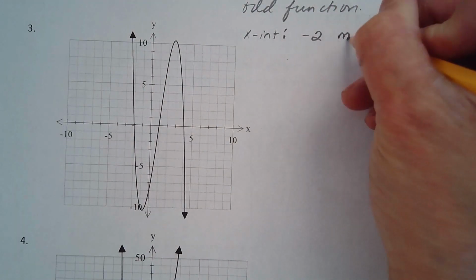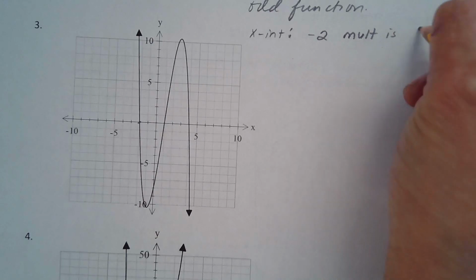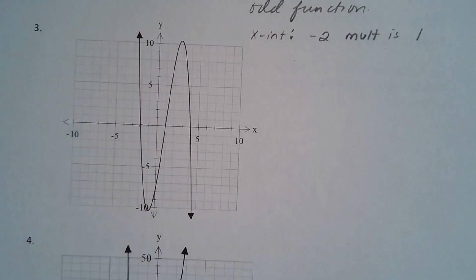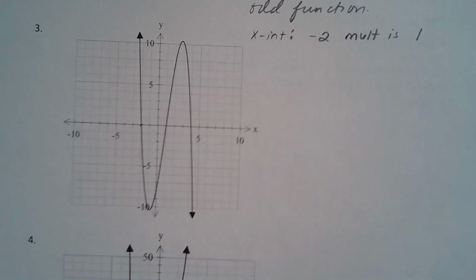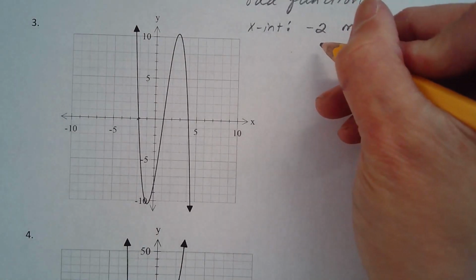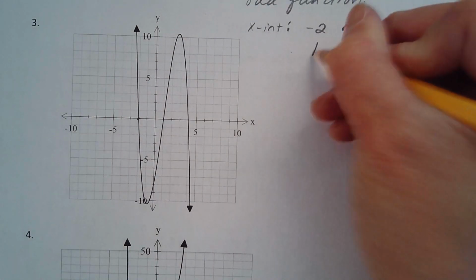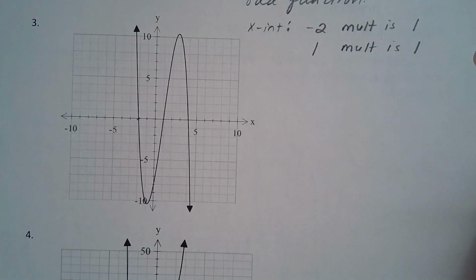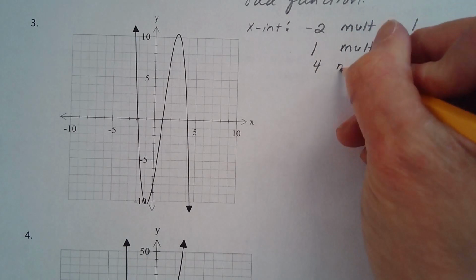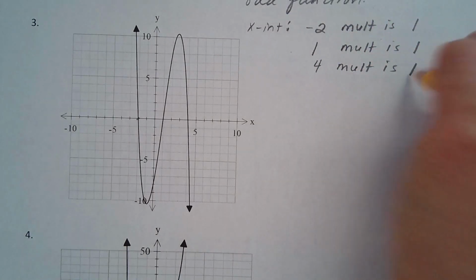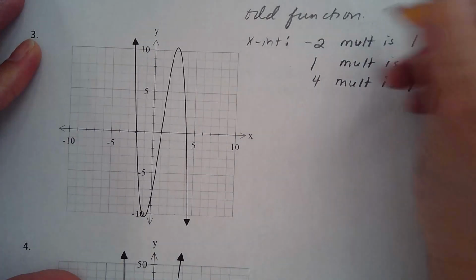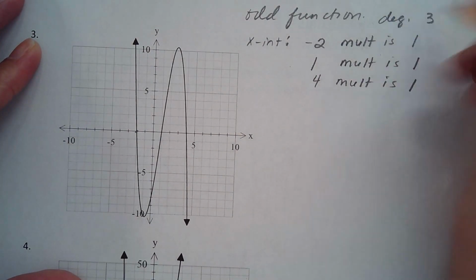Okay. Multiplicity is 1. And how do you know it's 1? It just goes straight, right? Okay, good. What's the other x-intercept? 1. Multiplicity is? 1. Next, 4. Multiplicity is? So what do you think the degree is? 3. Yeah, so degree 3.